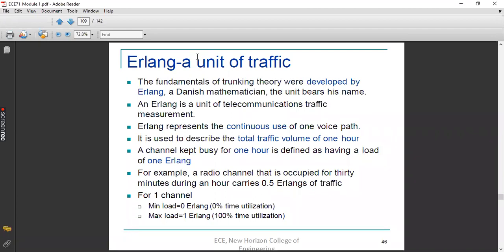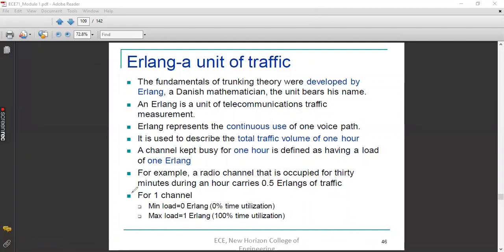Or it is used to describe the total traffic volume of 1 hour. In 1 hour, how much traffic volume is accommodated by the system, that is also measured in Erlang. This is for one channel. This is very important, the last thing: for one channel, the minimum load is 0 Erlang and the maximum load is 1 Erlang. This is only for one channel, I repeat. In numerical questions, you will find the Erlang parameter as more than 1. It means that it is not for one single channel.